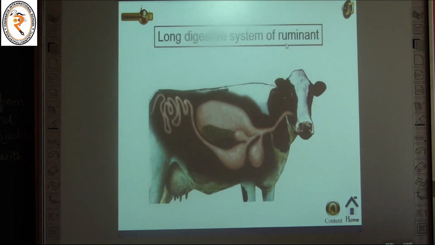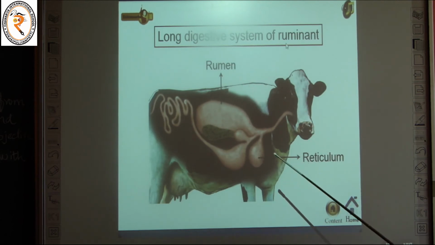See, this is the long digestive system of a ruminant. What is called a ruminant? The plant-eating animals are called ruminants. They have a large digestive system. We already know that they have chambers called the rumen, and it also contains a reticulum. So this is the digestive system of a grass-eating animal. Okay, the next one.